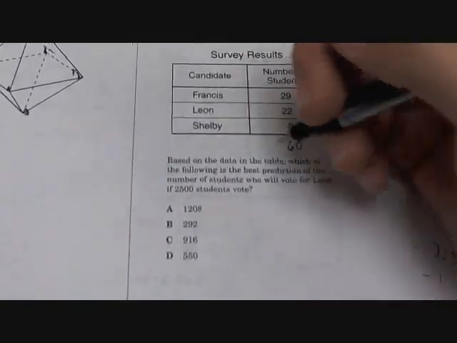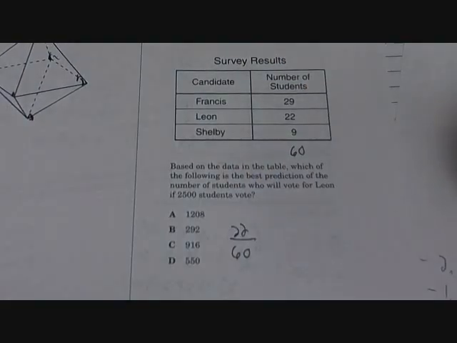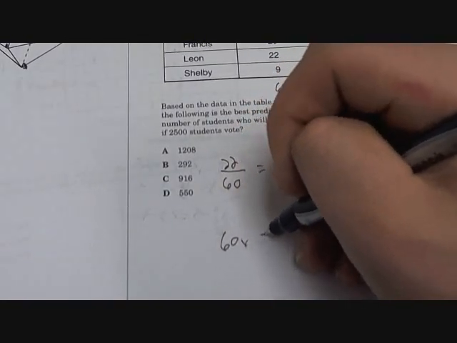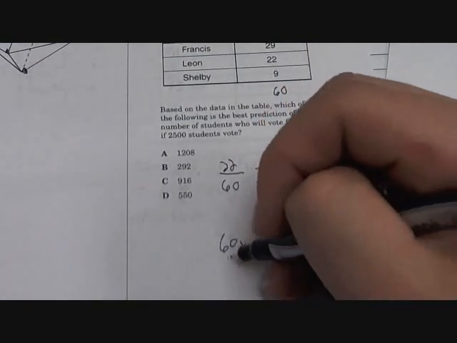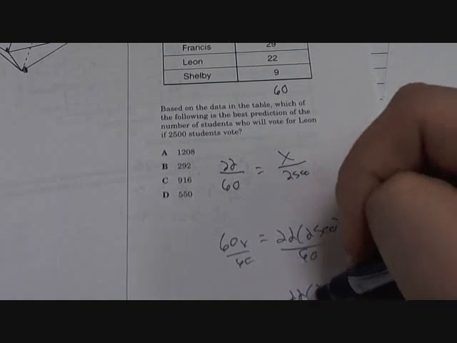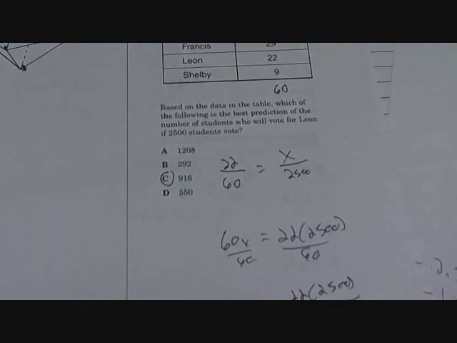Alright, so again, this is ratio. Out of 60, 22 vote for Leon. So now out of 2,500, how many are going to vote for him? So cross multiply. So 60x is equal to 22 times 2,500. Now you solve for x, so you divide by 60. So x is equal to 22 times 2,500 divided by 60. Plug that into your calculator, and you should get 916. So the answer is C.